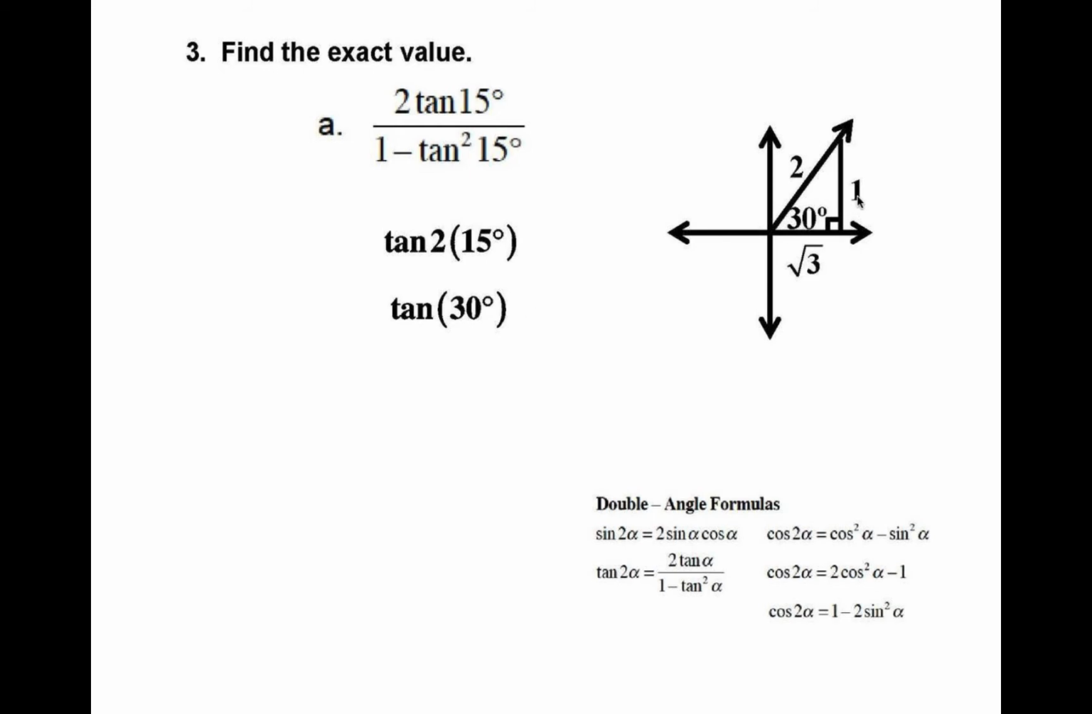Well, tangent is TOA, O over A, so you should get 1 over root 3, which rationalizes to root 3 over 3.